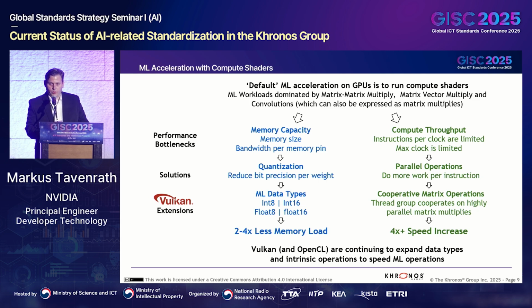And looking at Llama CPP GGML, we have seen that the Vulkan backend on NVIDIA hardware is competitive with the CUDA backend in certain models. Sometimes it's slower, sometimes it's faster, but we are quite close. And Vulkan and also OpenCL are continuing to expand these data types and intrinsic operations to speed up ML operations for compute GPUs.